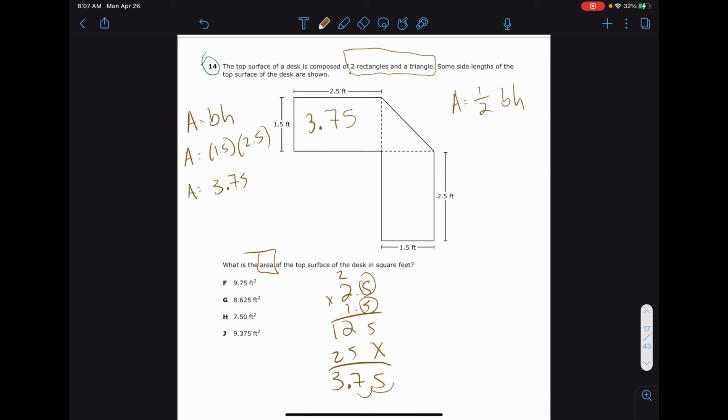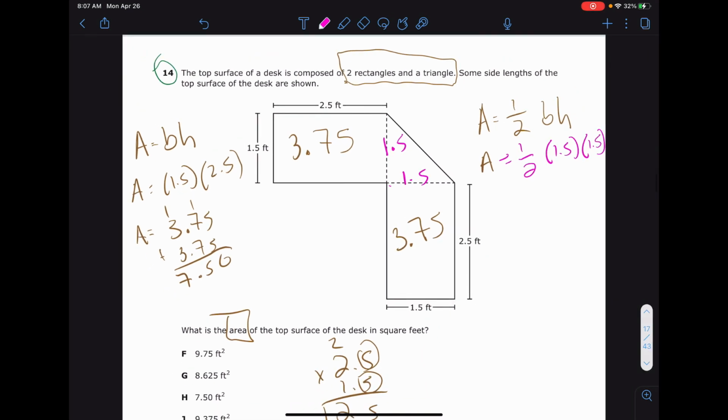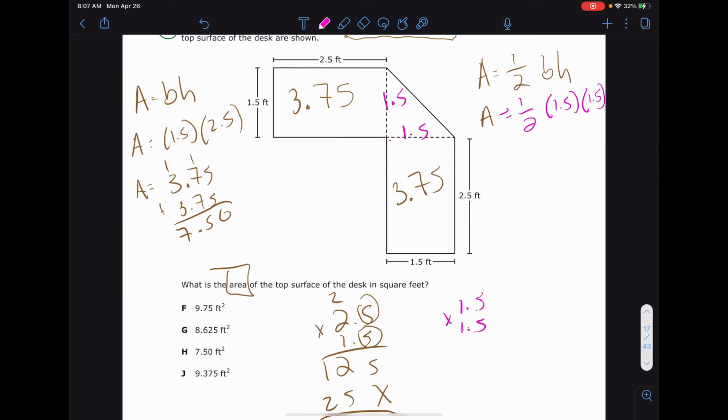So if they are the same, then this has to be 3.75. Si son iguales, esta también tiene que ser 3.75. I can just add it. This is 10, 15.67. So 7.5 for these two. And now I find the area of the triangle. What is this side? Remember, this is the same. So this is 1.5. This is the same. So this is 1.5. So then I multiply 1.5 times 1.5.